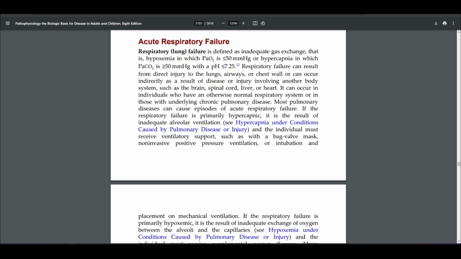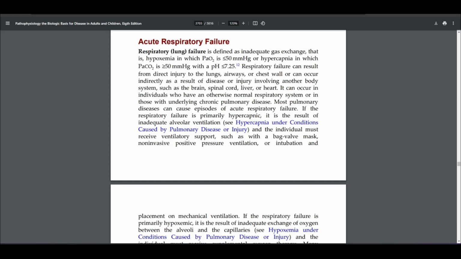So, acute respiratory failure. Respiratory or lung failure is defined as inadequate gas exchange. That is, hypoxemia in which PaO2 is less than 50 millimeters of mercury, or hypercapnia, in which PaCO2 is greater than 50 millimeters of mercury and the overall pH is less than 7.25. Respiratory failure can result from direct injury to the lungs, airways, or chest wall, or can occur indirectly as a result of disease or injury involving another body system, such as the brain, spinal cord, liver, or heart.